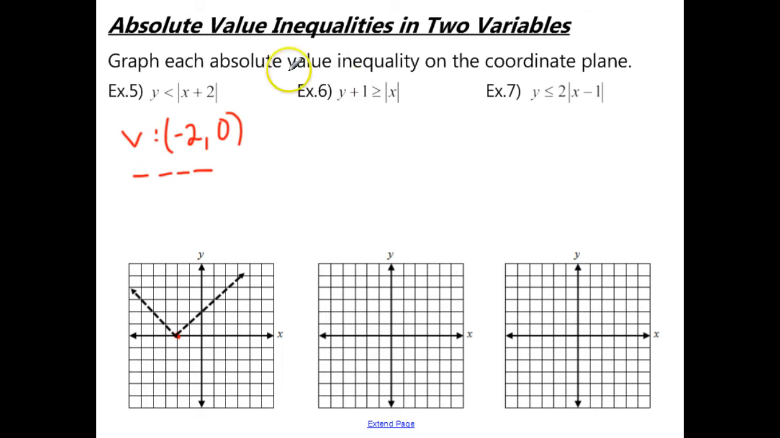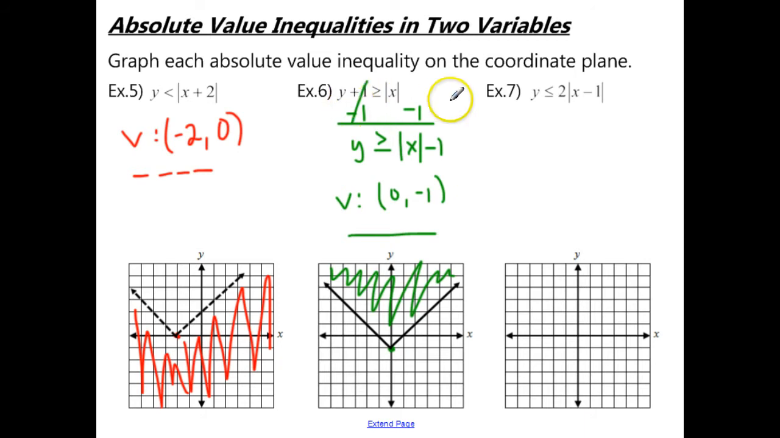And then the last part is our shading. Since y is smaller, we want everything below that graph from that y-intercept. So we shade everything down there. Go ahead and try example 6 and then check back with me when you finish.